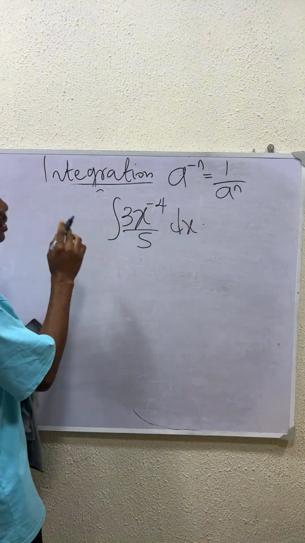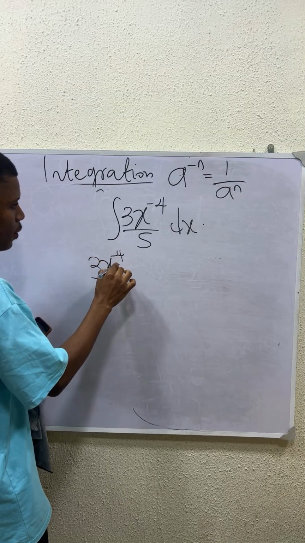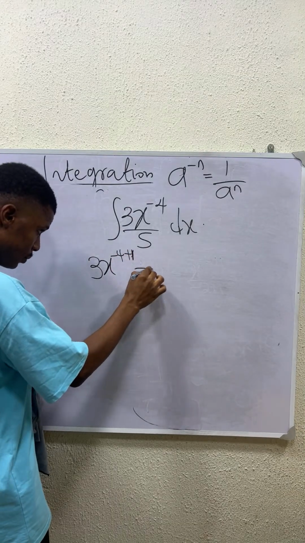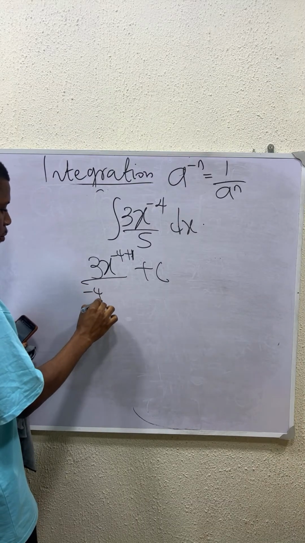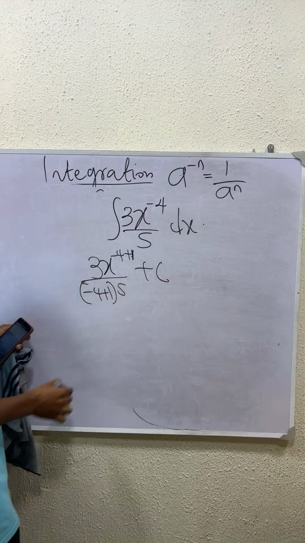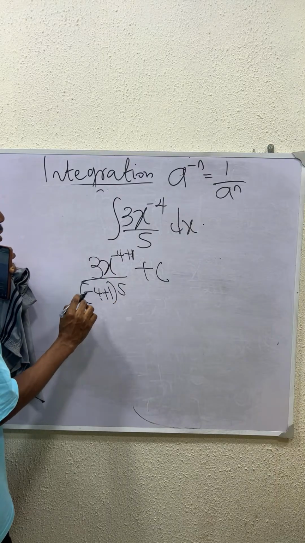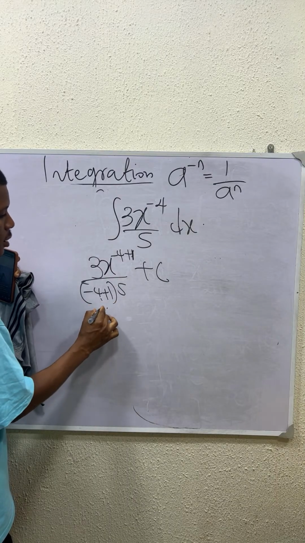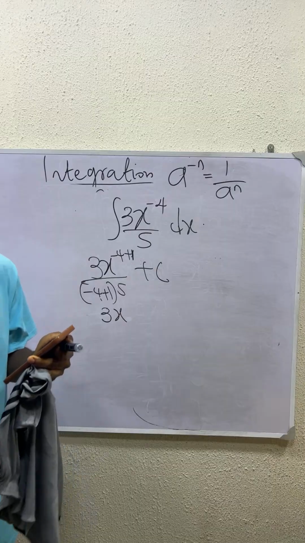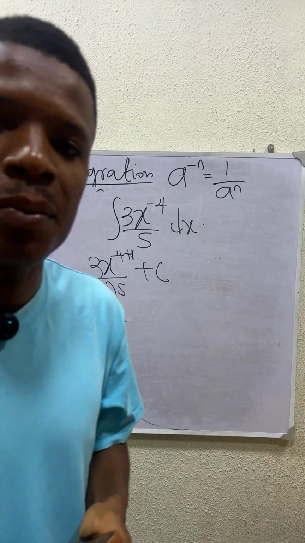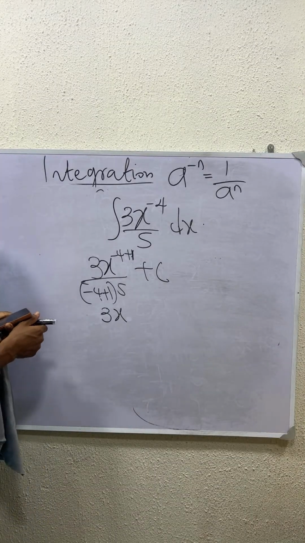Let's do it together. This is simple. So what do I have to do? 3x to the power of minus 4 plus 1, plus c, divided by minus 4 plus 1, times 5. So what do I do? Minus 4 plus 1 is minus 3. So what do I have? 3x to the power of minus 4 plus 1 is what? Let me know the answer in the comments. What is minus 4 plus 1?